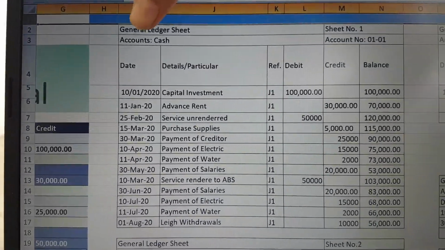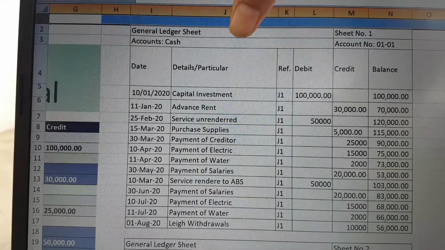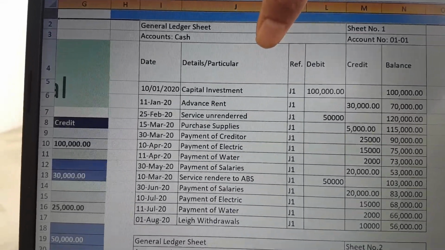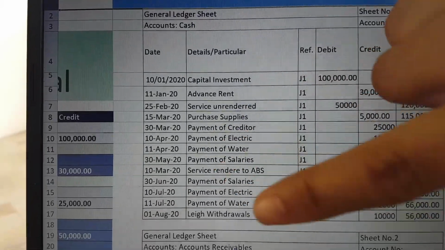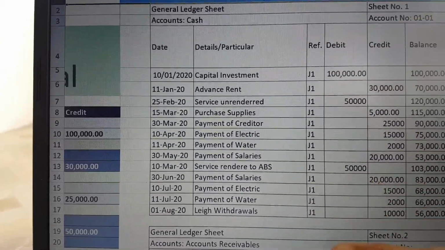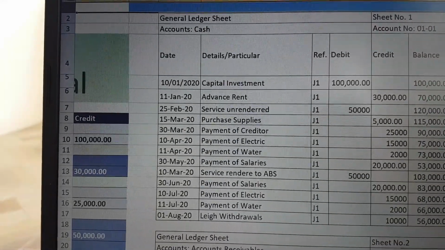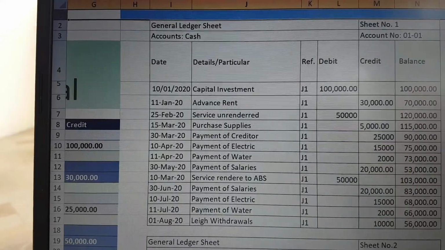So we have the dates to determine the date of the transactions. We also have the details, or the particulars. This one tells us what the transaction is all about, so we could also have that in the journal. And then we have the reference. This tells us the page of the primary book, or from which book we get this particular entry.